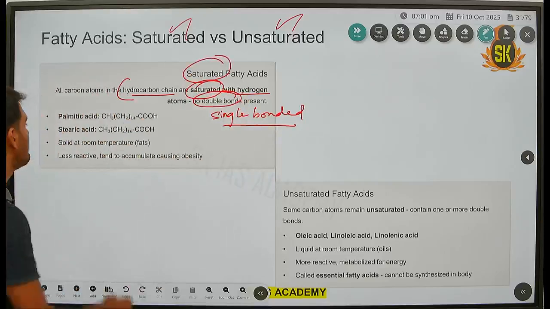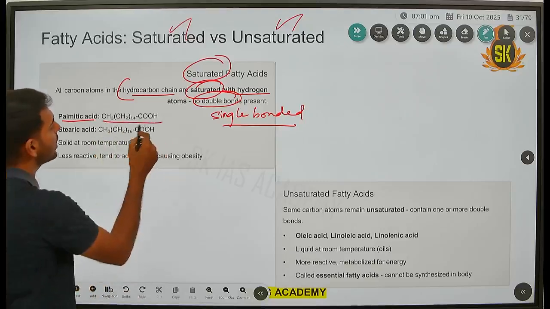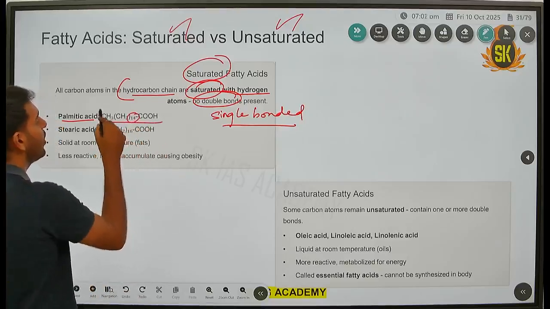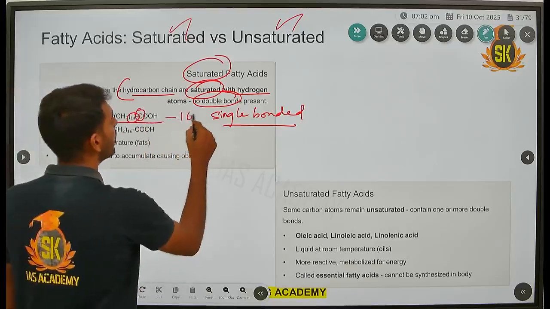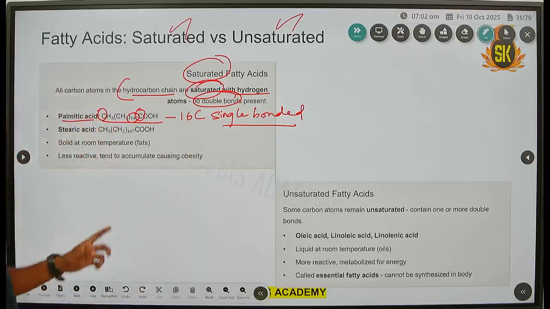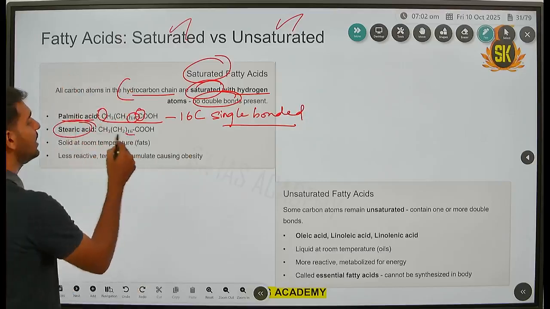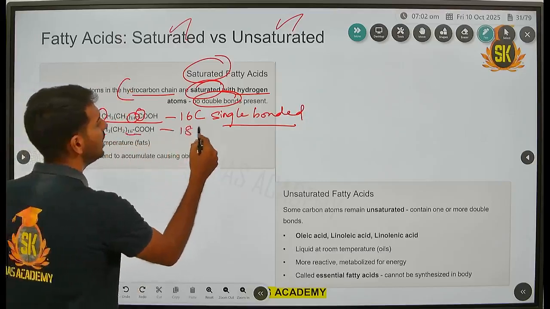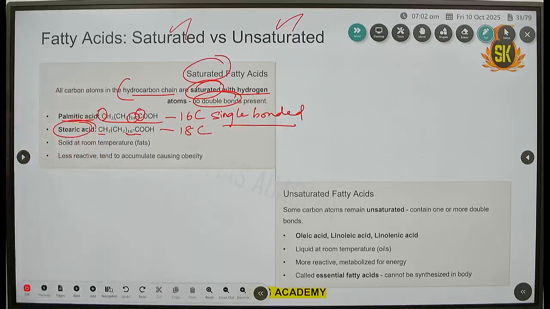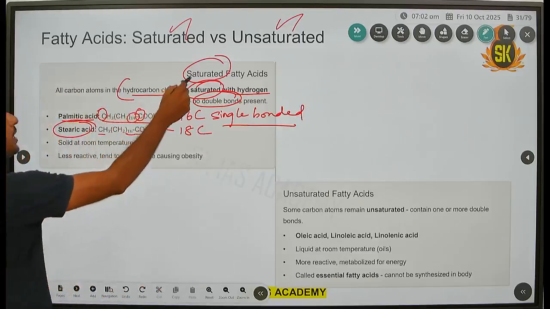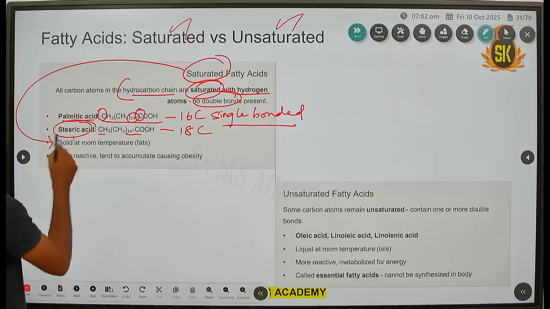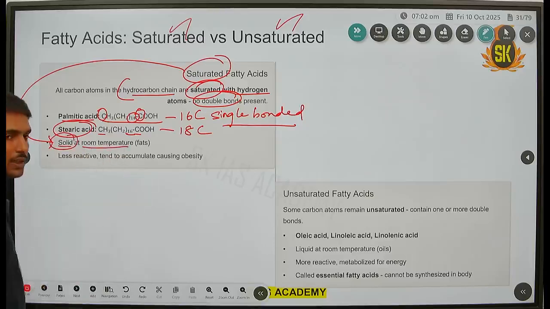Two important examples. Palmitic acid. How many carbons is it containing? Here it is 14 plus 1 plus 1, a 16 carbon molecule. Palmitic acid, saturated. Stearic acid, 16 plus 2, 18 carbon. 18 carbon is present in stearic acid. Now these saturated fatty acids are solid at room temperature.